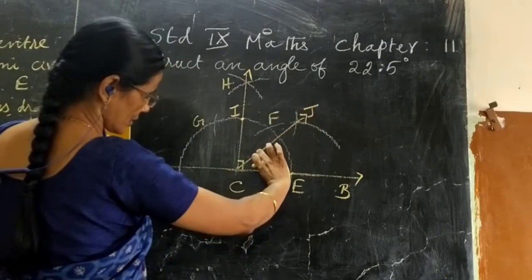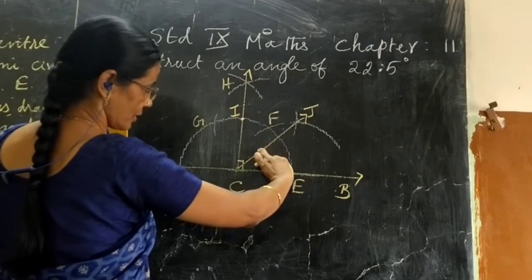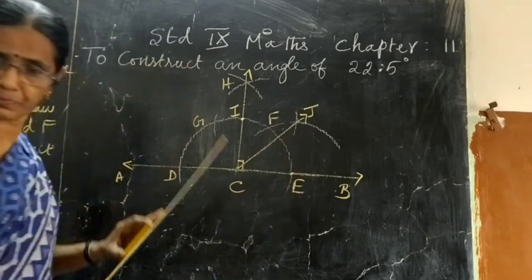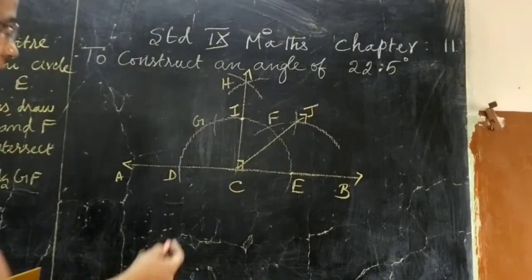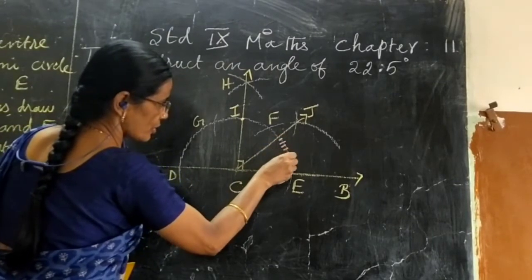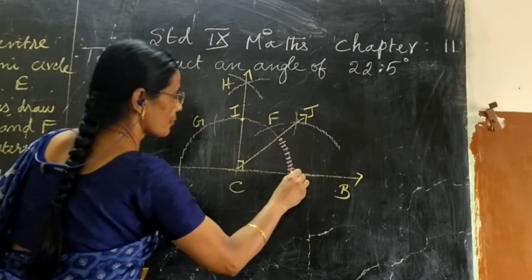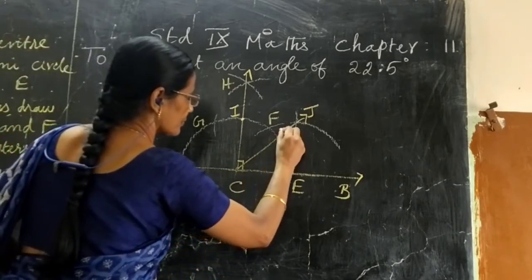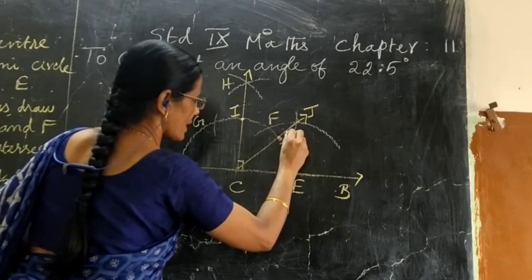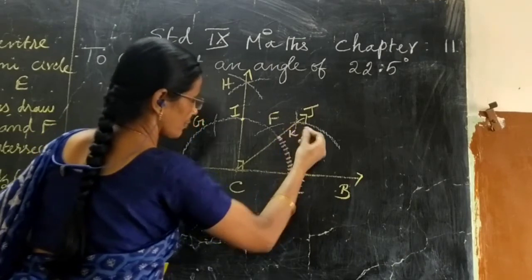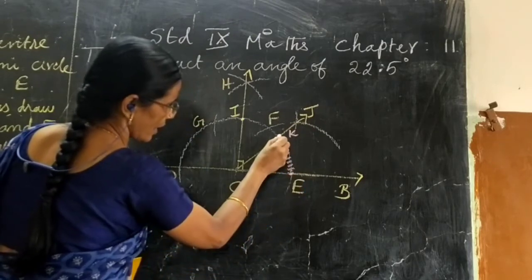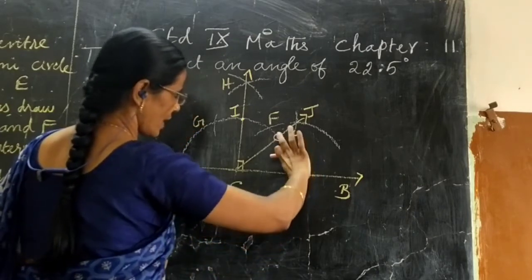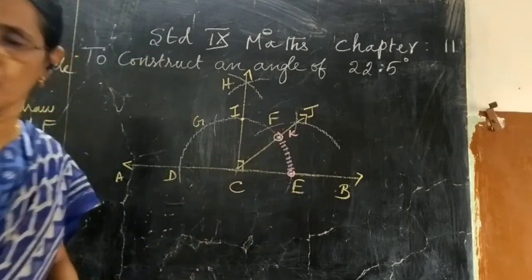If we measure this angle, this will be 45, but we need 22.5, so we are going to bisect this angle. This part is going to be bisected. I take this point as K. So taking E and K as centers, radius more than half of this length, we are going to draw arcs.